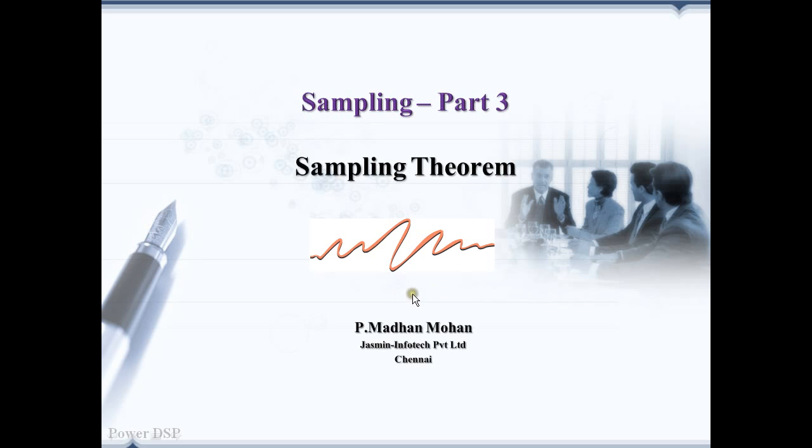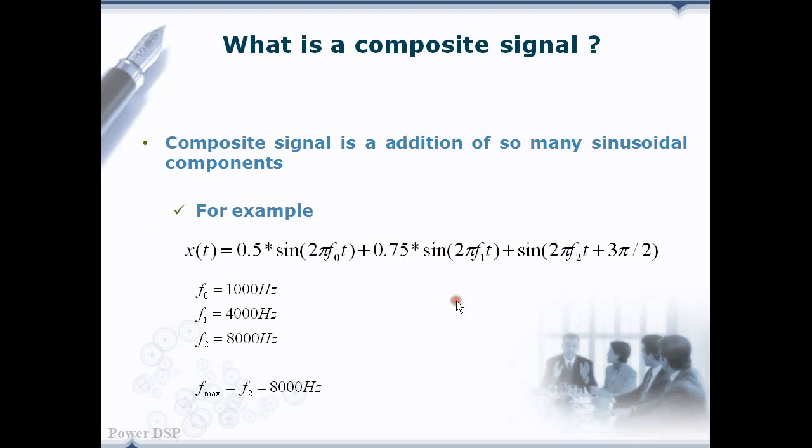Before working out the sampling theorem, let's see what a composite signal is. A composite signal is an addition of many sinusoidal components. We have previously seen very simple sinusoids, and here an example is given for the composite signal. There are three components: 1 kHz, 4 kHz and 8 kHz. The maximum frequency component is 8 kHz.